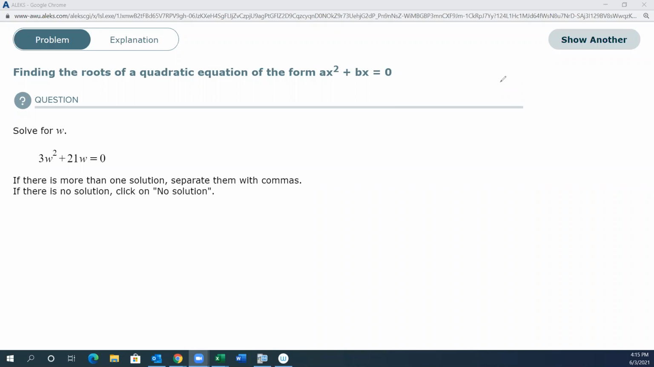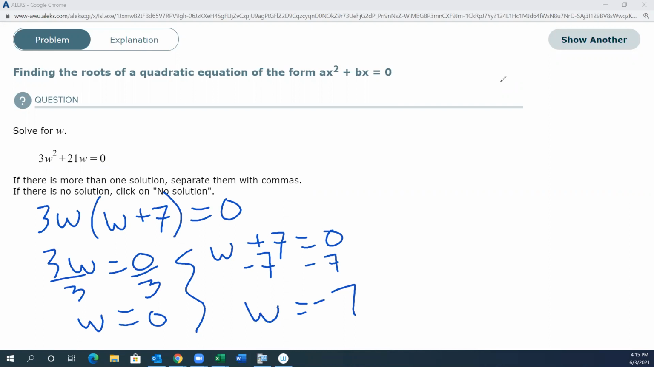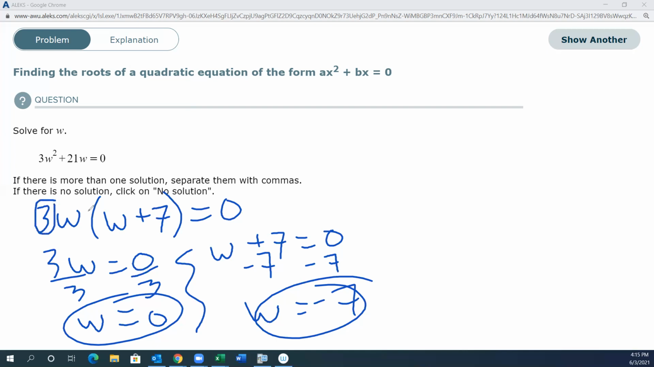Now this one is not factored for us, so we'll do that. We'll factor out the GCF of 3w. And now that it's factored, we can set each factor equal to 0 and solve. If I divide by 3, I get w equals 0. And if I subtract 7, I get w equals -7. And those are my two solutions. So sometimes you just have to pull out that GCF. I didn't have to pull the 3 out. All I really needed to pull out was that w in order to proceed. But there's nothing wrong with pulling out the 3.